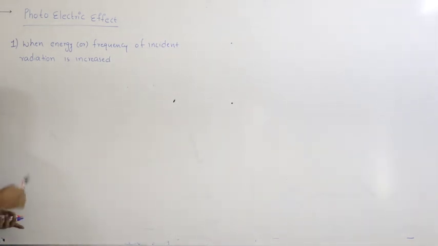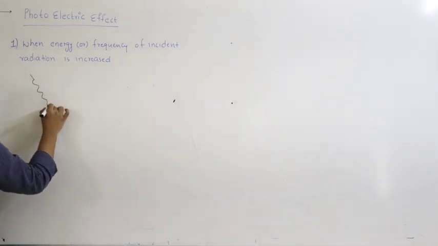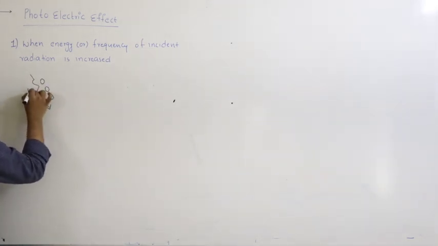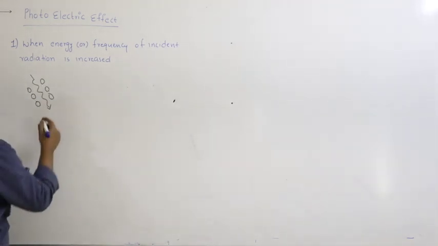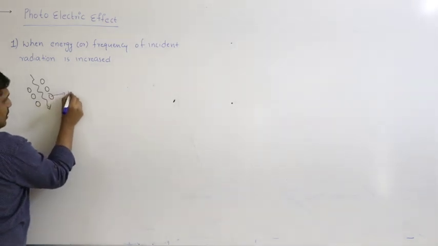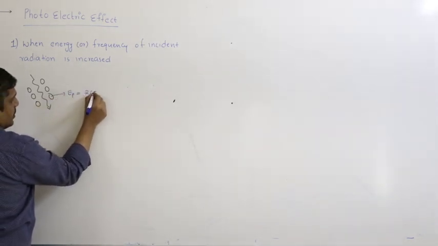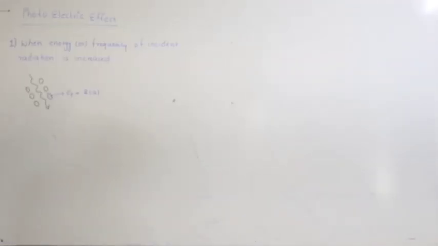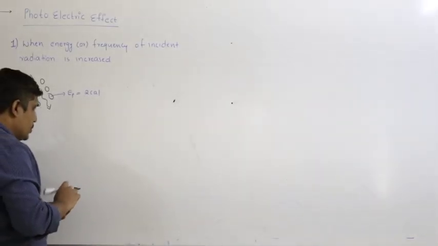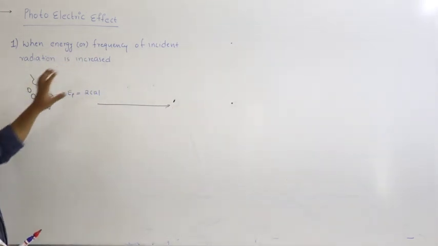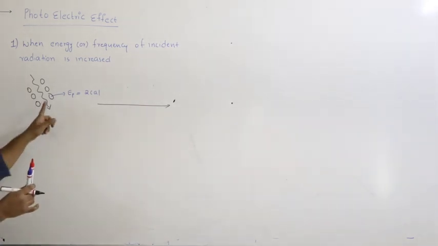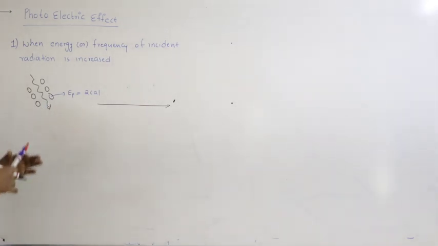So here let us consider this is the light radiation. Per unit time, say 6 photons are emitted. How many photons? 6 photons per unit time. The energy associated with each photon, let us say 2 calories. What we are doing is, we are increasing the energy or frequency of incident radiation. That means we are increasing the energy associated with each photon.